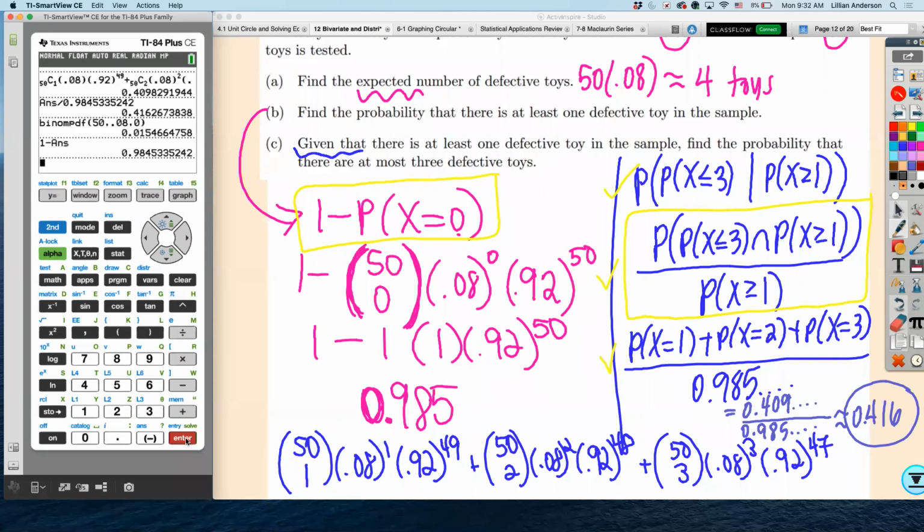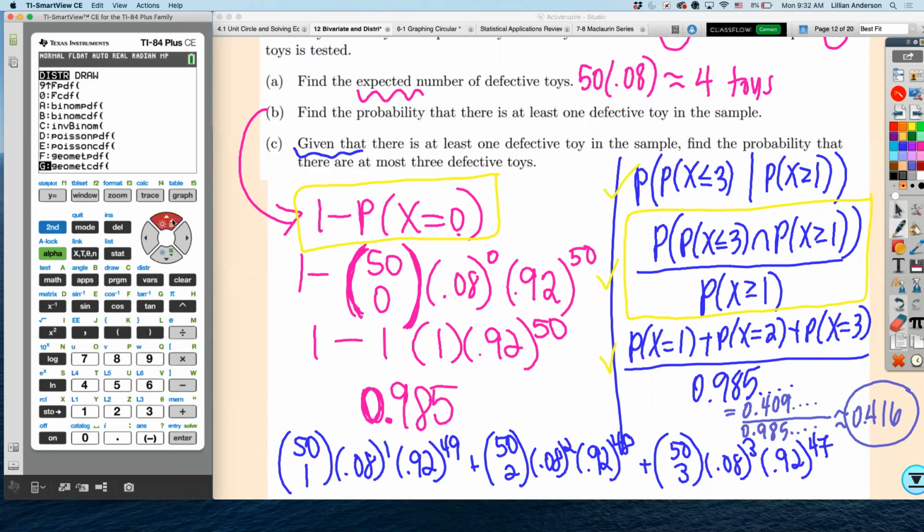Binomial CDF was a cumulative distribution function. So that means when you're looking at a range of values, okay? Actually, it's kind of hard because you had to do the intersection. And since we were only doing 1, 2, and 3, not 0, we actually probably wouldn't use binomial CDF, but let me show you real quick.